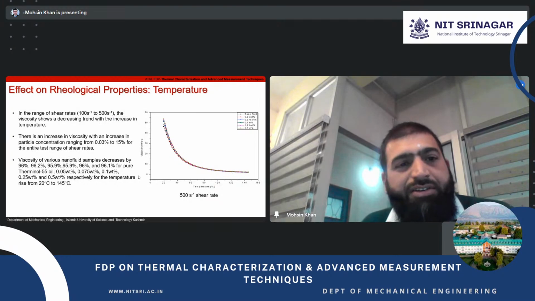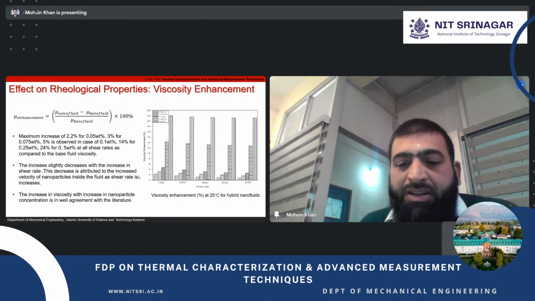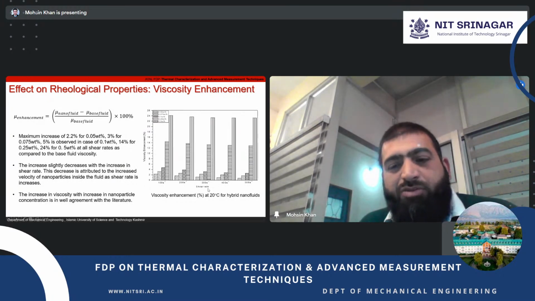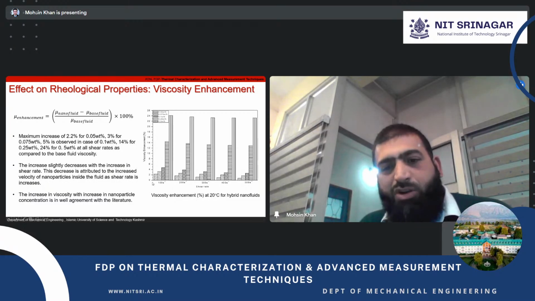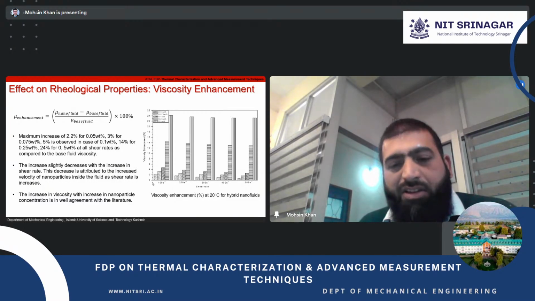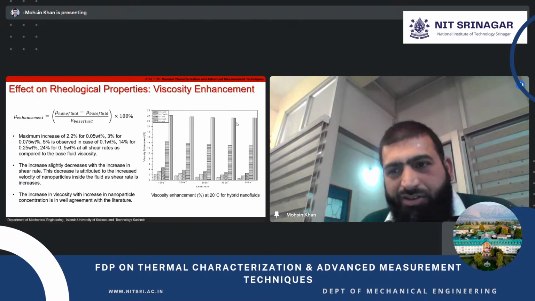These are tested at different shear rates. Then we tried to see whether there was a viscosity enhancement. Viscosity enhancement was a maximum of 20%. See, I told you at the beginning that there has to be a compromise between the thermal conductivity and the viscosity. So essentially, there was around a 24% maximum increase in the viscosity at all shear rates.